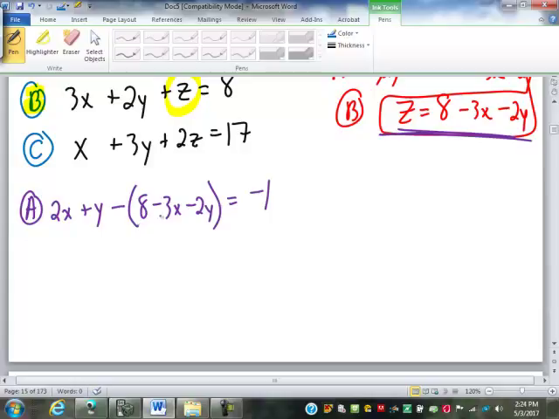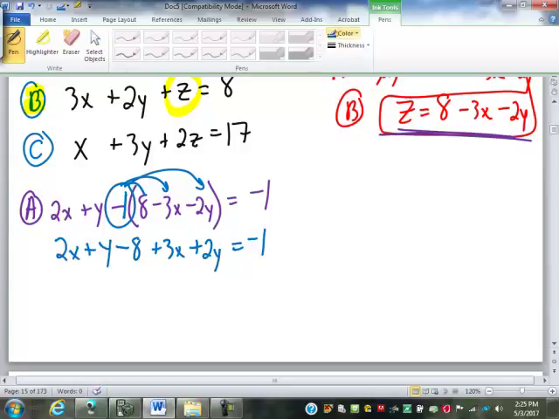Simplify it. So in our parentheses, it looks like there isn't anything to do to the parentheses, but what do we have to do? You have to make negative changes and positive changes. Perfect. And the easiest way for me to think about that is to think of this as a negative 1, and we're just distributing a negative 1. So negative 1 times 8 is negative 8. Negative 1 times negative 3x? Positive 3x, good. And negative 1 times negative 2y? Positive 2y, good. And that still equals negative 1, and we still have the 2x and the positive y up front.